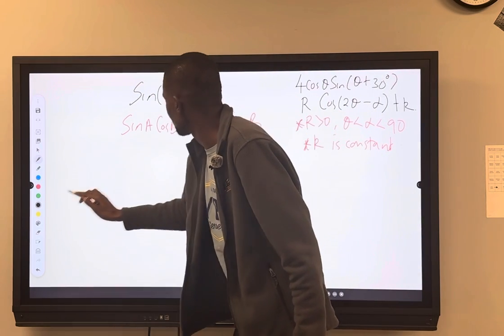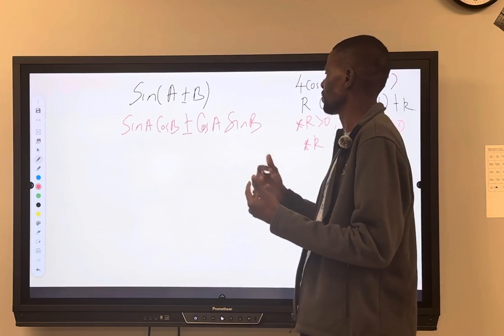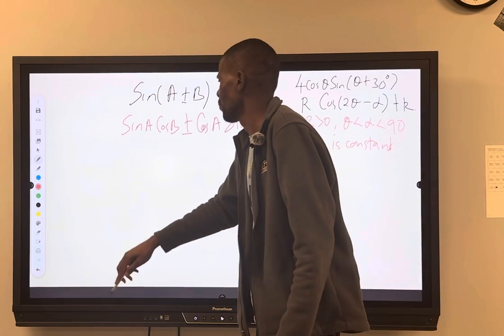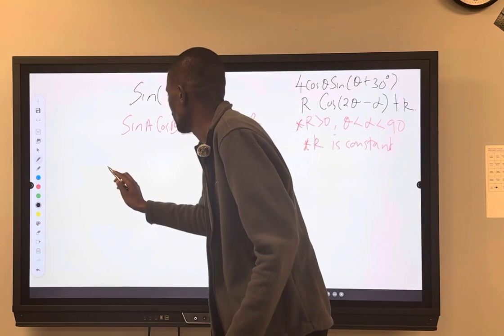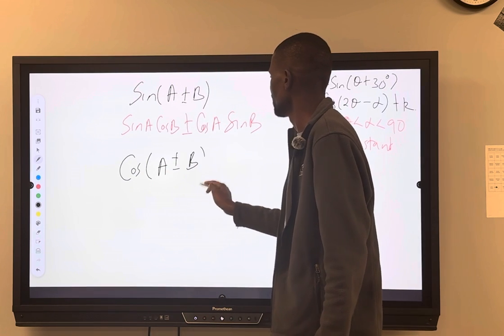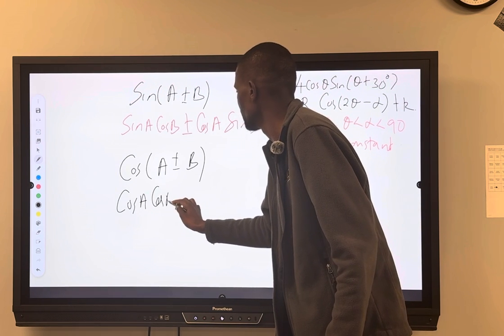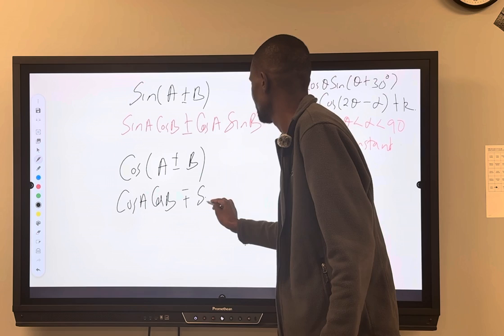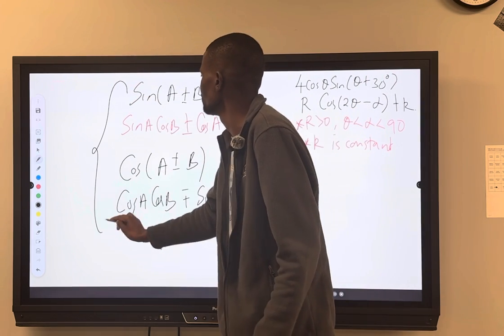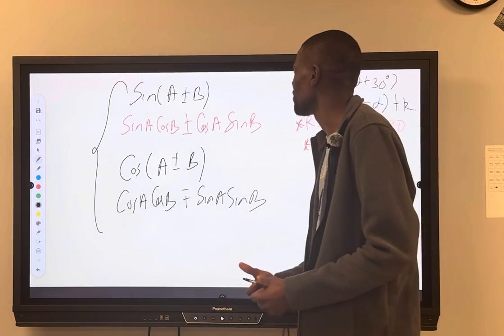So what it means is that when it's plus or minus here, you keep the sign. You don't need to change the sign, right? But the situation is different when we are talking about cosine, right? For cosine of A plus or minus B, it's going to be cosine A cosine B, now you switch the signs, sine A sine B. So these formulas here, they are provided, right? But you just need to know how to use them, right?